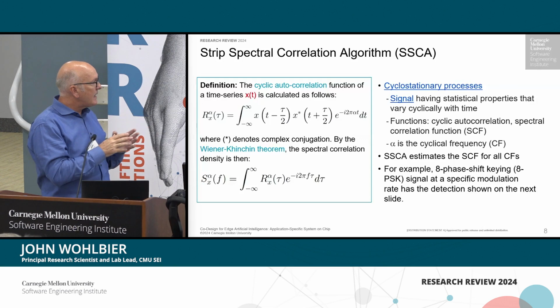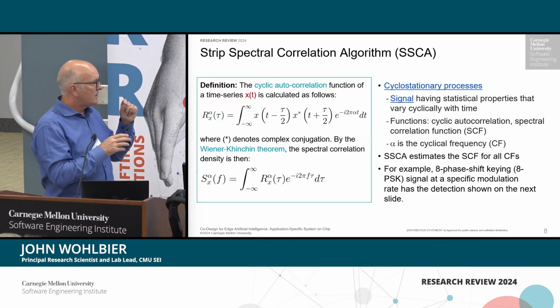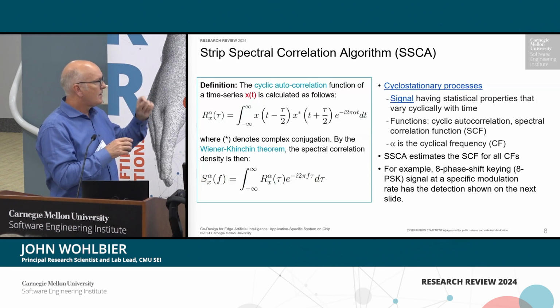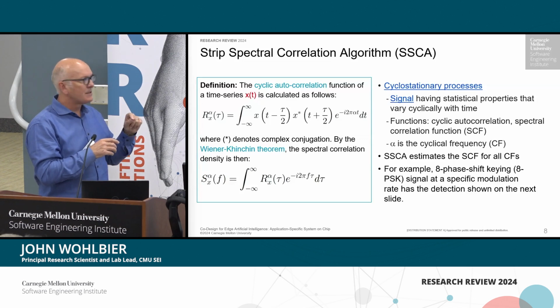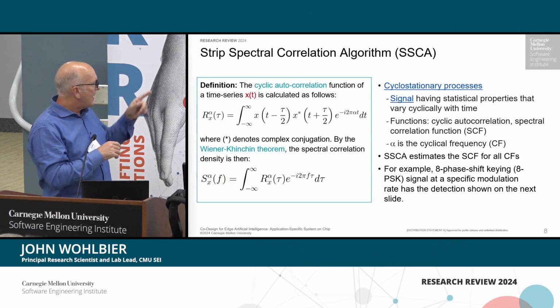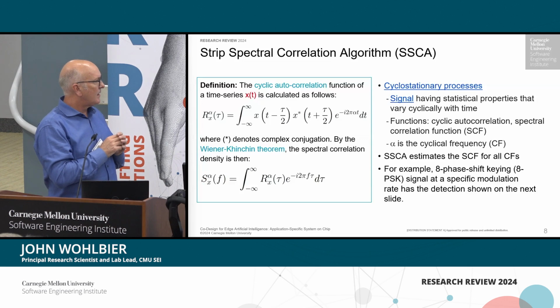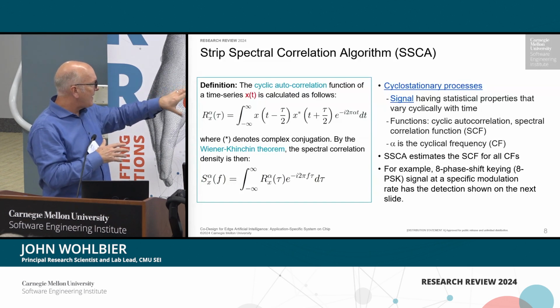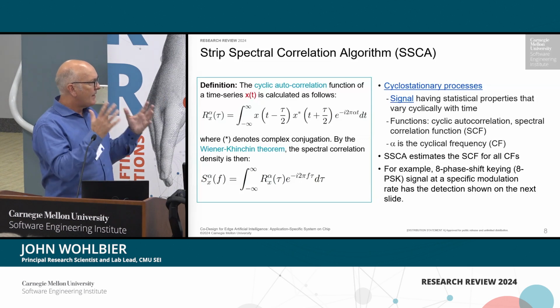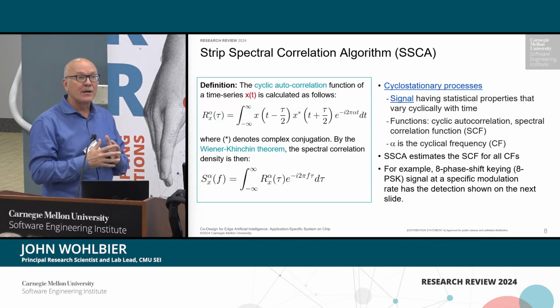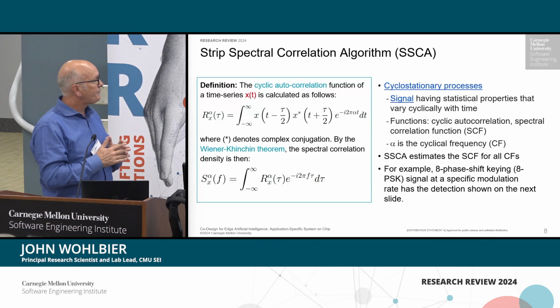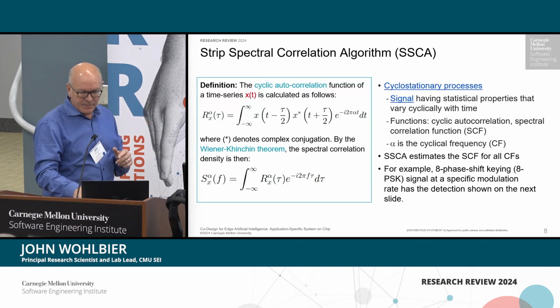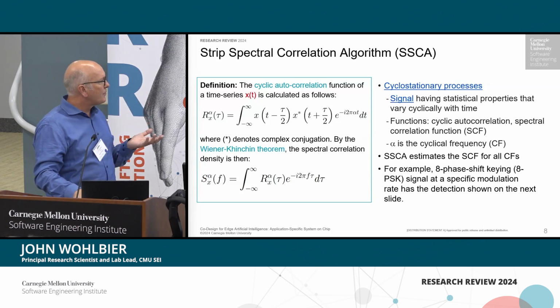And then the SSCA estimates the spectral correlation function for all cyclic frequencies. That's the bottom one. Alpha is the slow frequency. F is the high frequency. And if you compute that for a given X, for all Fs and all alphas, then you have new information about the waveform. So that's the end of the math, but I thought it was worth going through.